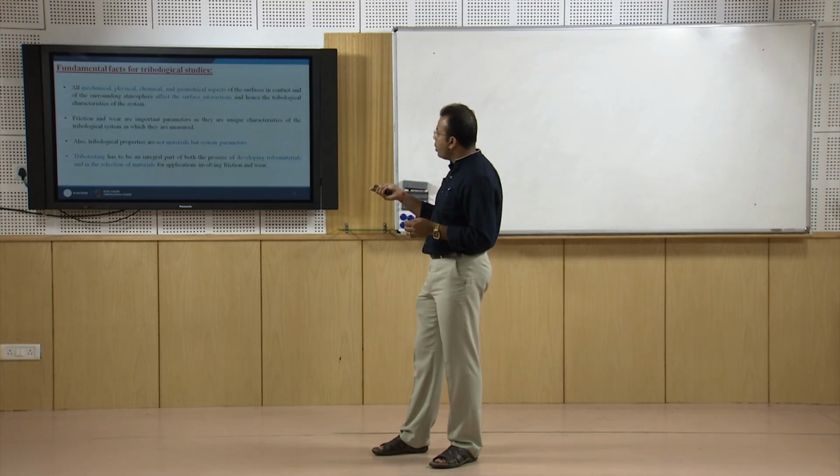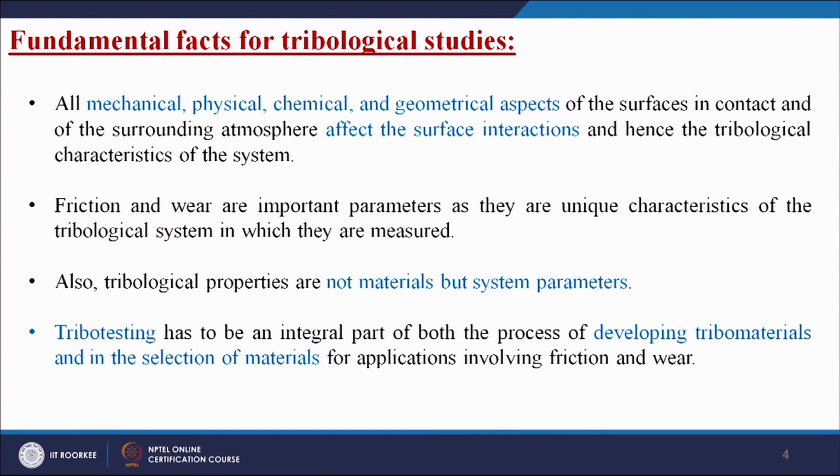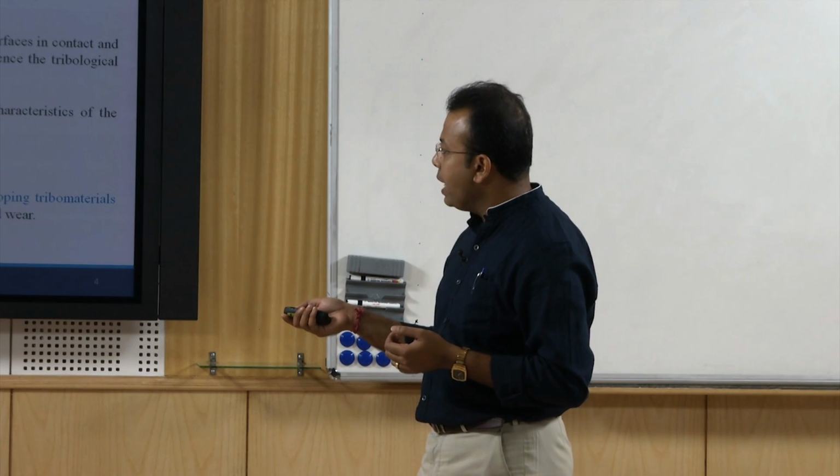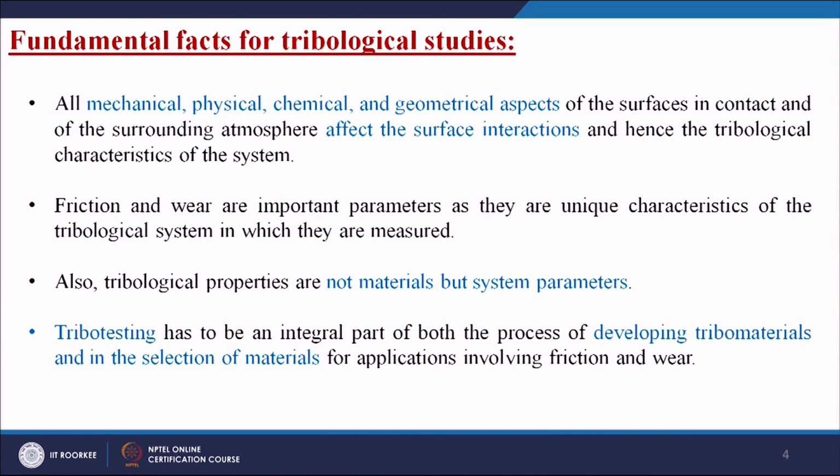Friction and wear are important parameters and they are unique characteristics of the tribological system in which they are measured. Also, tribological properties are not material properties but system parameters. As I told already, it is the system response, not any kind of phenomenon. We are doing some operations, and that is why the machine or equipment is giving that response to us. Tribo testing has to be an integral part of both developing tribomaterials and selecting materials for applications involving friction and wear.